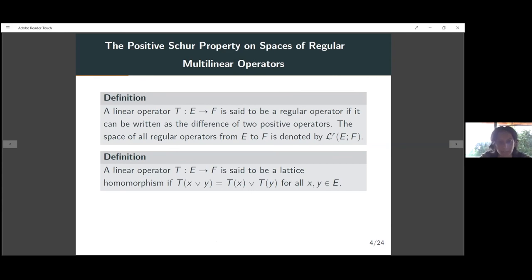Also we define T to be a lattice homomorphism if T on the supremum of two vectors is equal to the supremum of its values at those vectors.